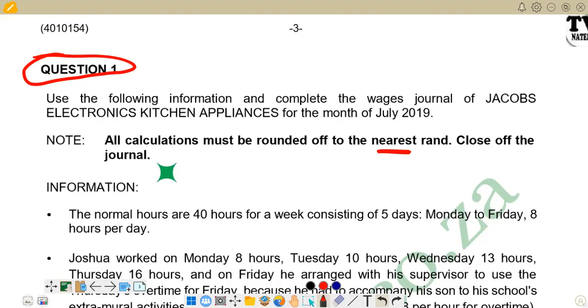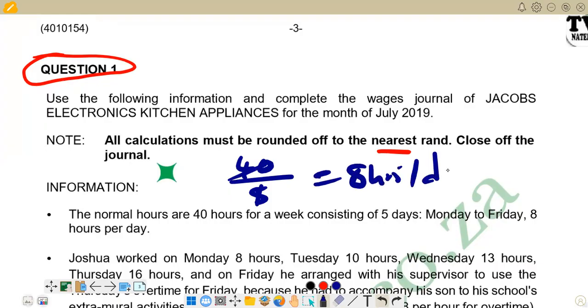Then on the information part, we have normal hours, 40 hours for a week consisting of 5 days. So what it means is we have 40 hours per week, and then we've got 5 days. So on a daily basis, per day, it means we've got 40 per week divided by the 5 days. And then 5 into 40, you're going to get 8 hours per day. So this is going to help us to calculate the overtime that has been worked, because we now know that normal time is 8 hours.